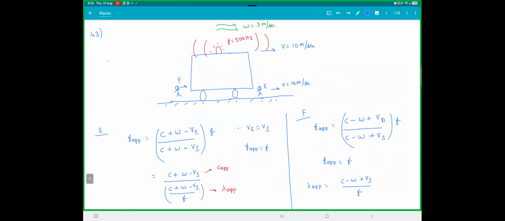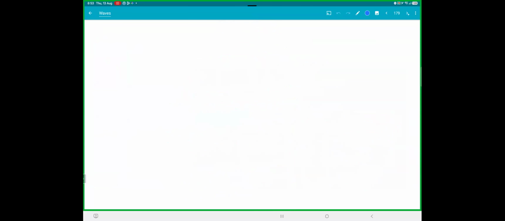Let's see one more question. If you understood this question, most of the easy questions will be done. So we have a vehicle here. We have a driver here. The car is going with a speed V. We have a siren here, with frequency F.